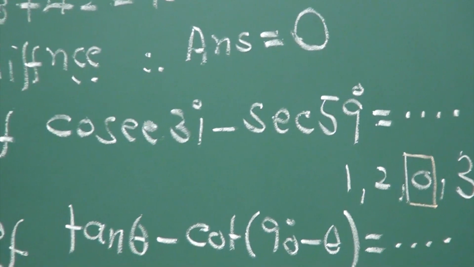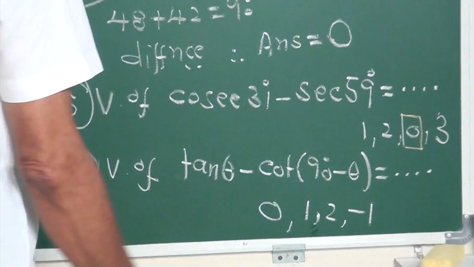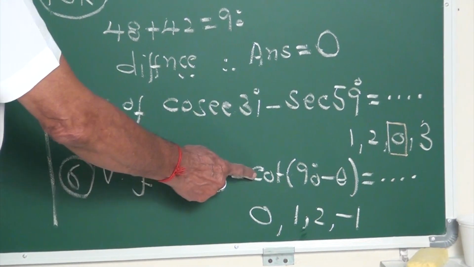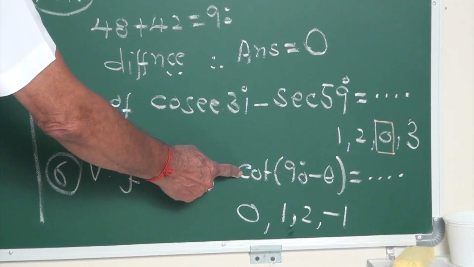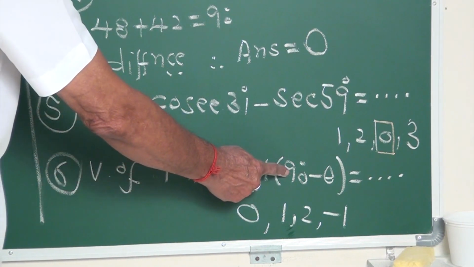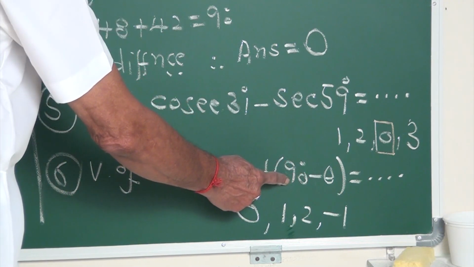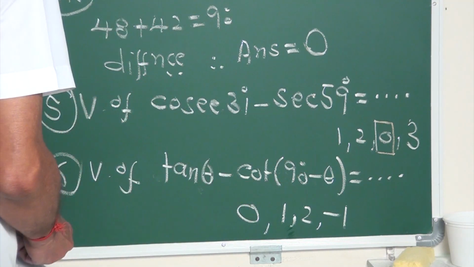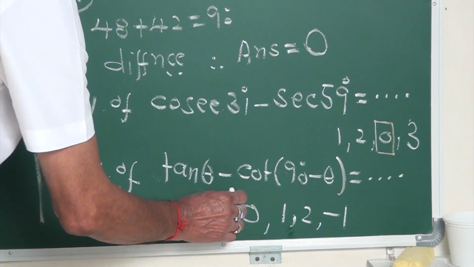Similarly, one more. The value of tan theta minus cot 90 minus theta equal to dash. Tan and cot, co-trigonometric ratios are complementary functions. Theta plus 90 minus theta: what is the sum? Plus theta cancels with minus theta, gives 90. Then what is the answer, my friend? Answer is A.